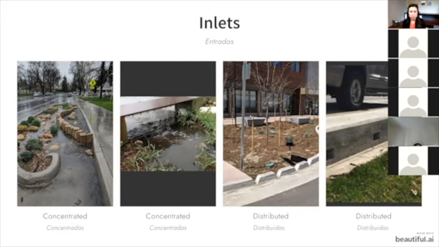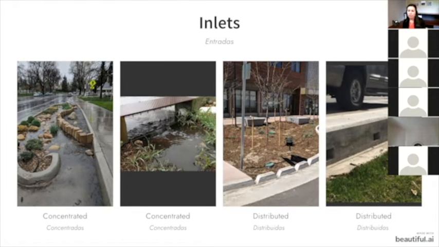And then next you have a distributed inlet. And so you can see how this curb has multiple cuts in it. And so the water is really coming in at multiple points. And this is helping the water to really flow in more evenly through these larger rain gardens.